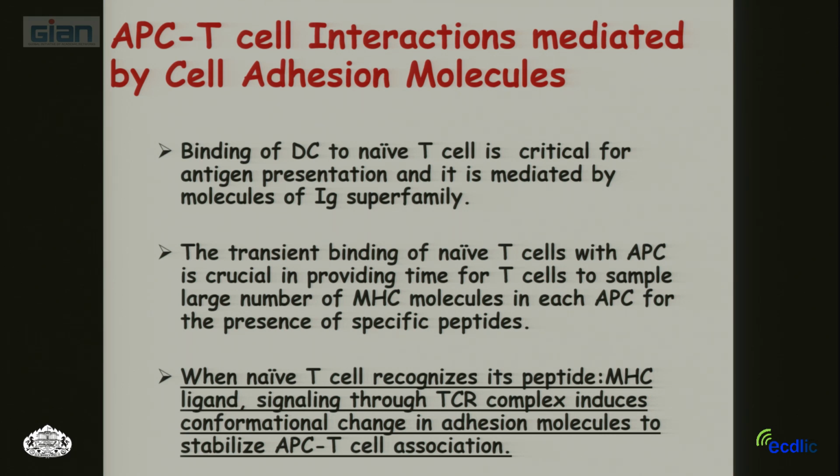together physically. When a naive T cell recognizes its peptide MHC ligand, signaling happens through the TCR complex, which causes a conformational change in adhesion molecules to stabilize these antigen presenting cell and T cell complexes. And actually, this synapse between these antigen-presenting cells and T cells is still an area of exploration. There are a lot of things going on. Still, the physical interaction and all those adhesion molecules are all well characterized and well studied.